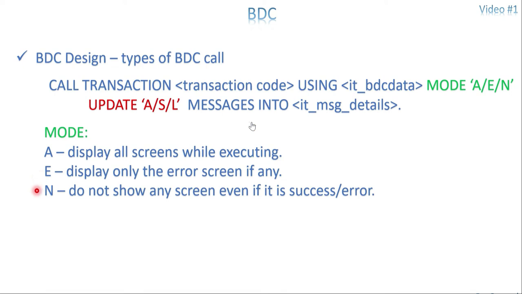And N means, whether success or error, don't show any screens. Mostly we go with N for runtime, real time. In production we go with N because it captures the error as well, but it won't stop in the middle. With E it stops; you have to clear the particular error or ignore the particular record, then only it will continue with the next record. But with N, it just executes the full file, and whichever record is good, it goes and updates it.